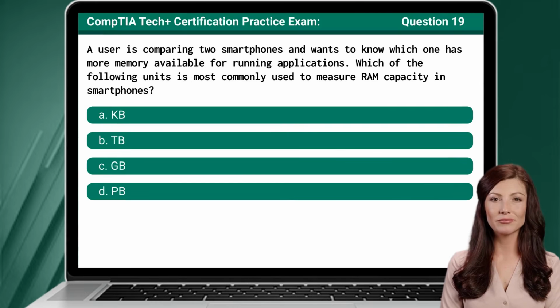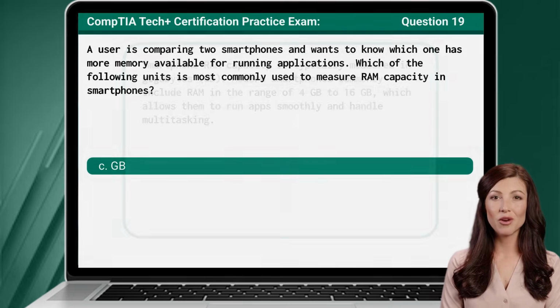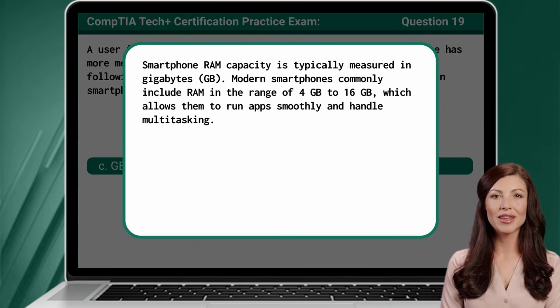Question 19. A user is comparing two smartphones and wants to know which one has more memory available for running applications. Which of the following units is most commonly used to measure RAM capacity in smartphones? The answer is C. GB. Smartphone RAM capacity is typically measured in gigabytes, or GB for short. Modern smartphones commonly include RAM in the range of 4 to 16 gigabytes, which allows them to run apps smoothly and handle multitasking.